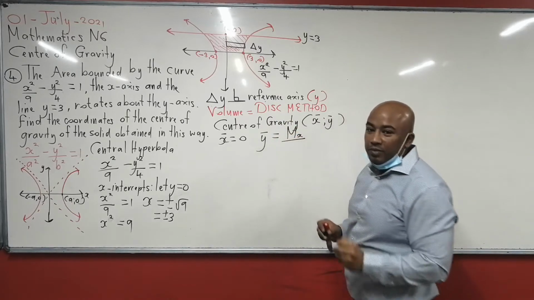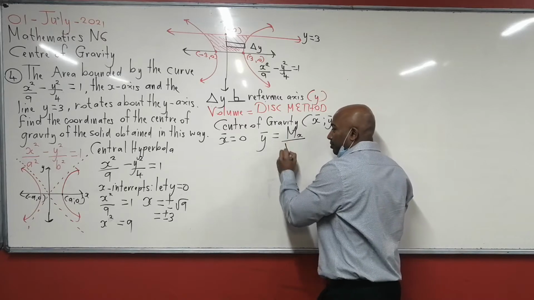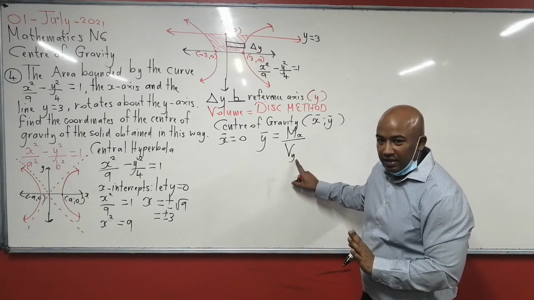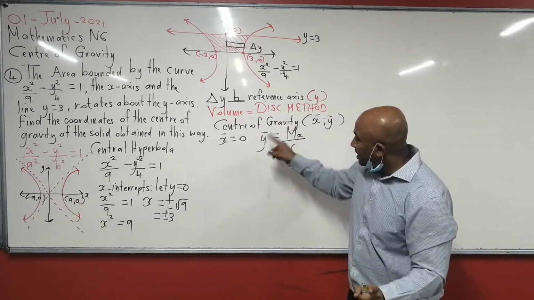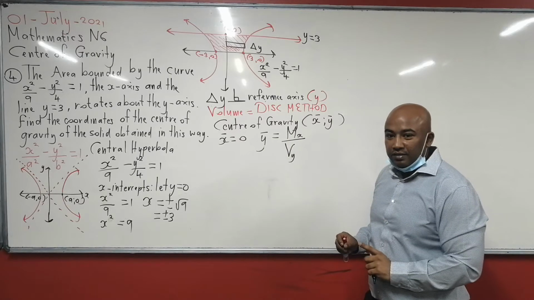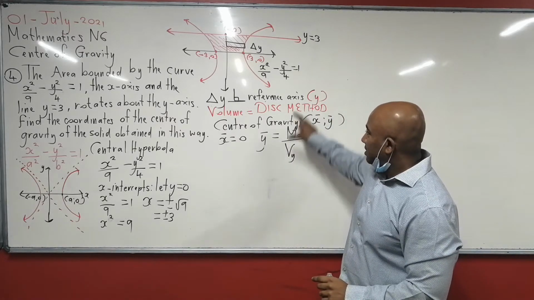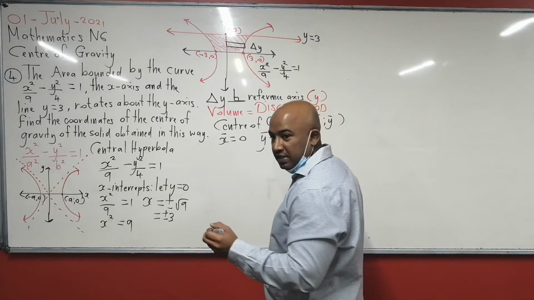Mx. We take moments about the x-axis divided by volume, V, because we are rotating about the y-axis. So y is equal to Mx over V. If you were looking for x, it is equal to My over V. Right, so you remember this. Now, this was the important part, volume. Let's work out volume first.